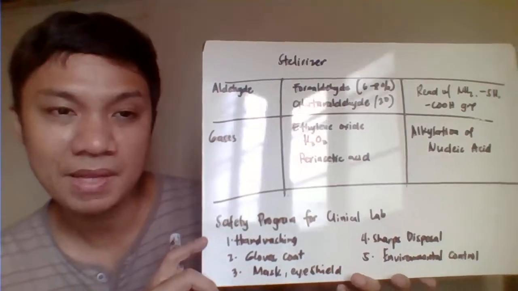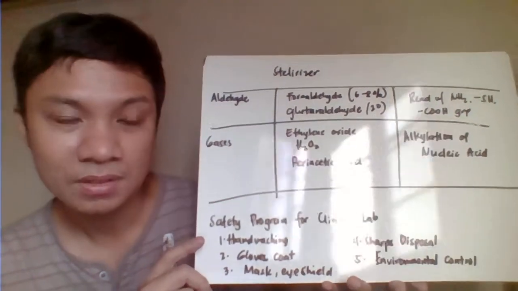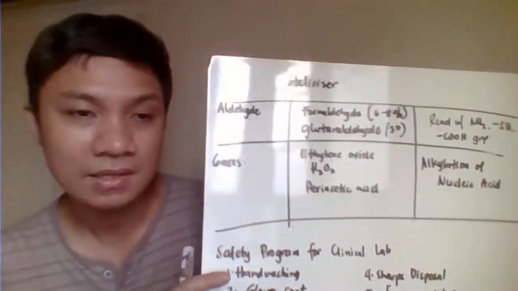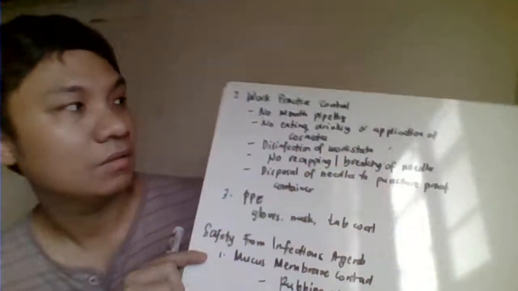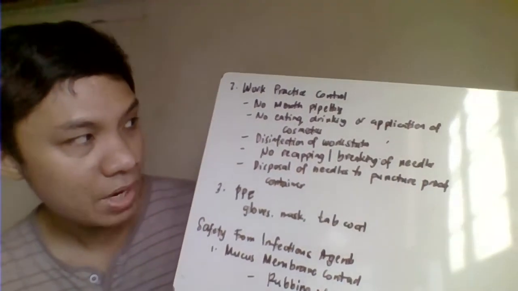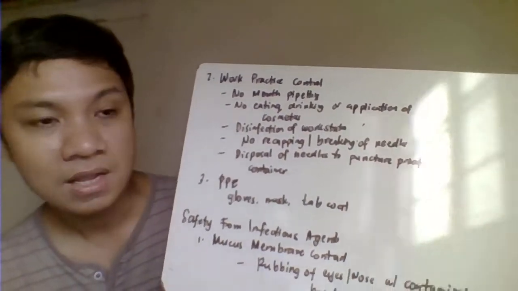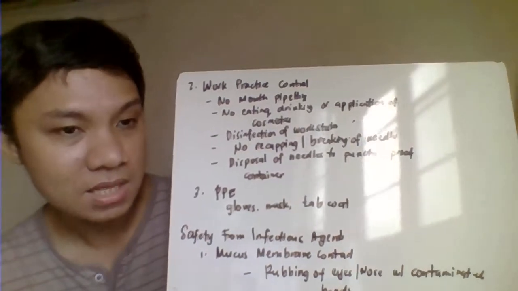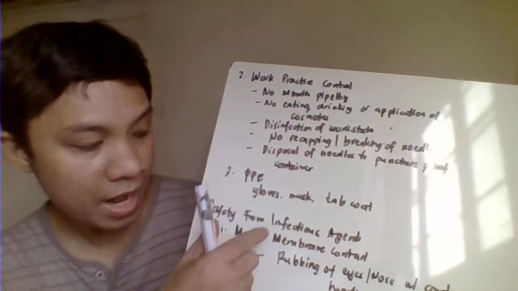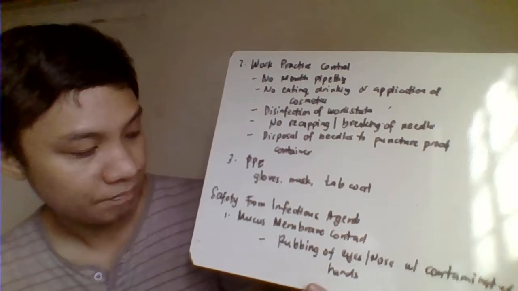Okay, then we have here some of the guidelines for safety program in the clinical lab. So first one, so mga basic lang to, hand washing. So wear gloves, PPE program. So sharps would eventually be disposed in the puncture-proof container and some environmental control. We have also work practice, so we are observing it naman, so do not eat or smoke inside the laboratory. Then disinfect your working area before and after doing the laboratory activity. No recapping of your contaminated needles. So try to dispose of them in your puncture-proof container. PPE program, so we have here to wear your gloves, your mask, your lab gown, face shield.